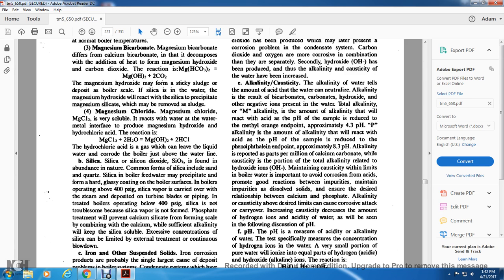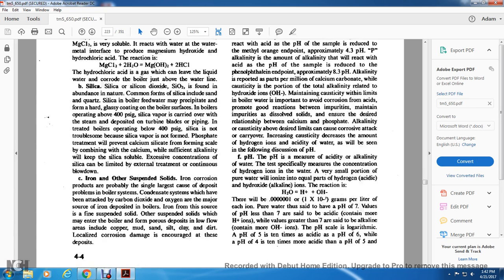Maintaining impurities with dissolved solids ensures the desired relationship between calcium phosphate, alkalinity, and causticity. It must also be desired to limit caustic corrosive attack or carryover. Increasing causticity decreases the amount of hydrogen ions and acidity of water, as we will see in the following discussion about pH.